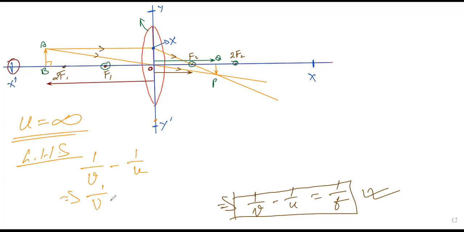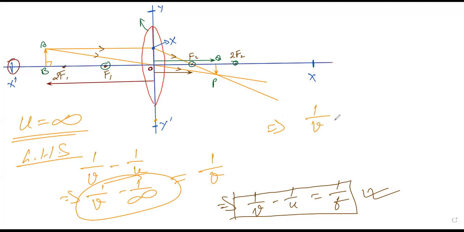So it will become 1 by v minus 1 by infinity. Now, for the calculation of infinity, for now you have no value, so it will become 0. It will completely become 0. So when you solve this, you will get 1 by v. And on the RHS, when you make it equal, you are getting 1 by v is equal to 1 by f. Therefore, you can say v is equal to f.